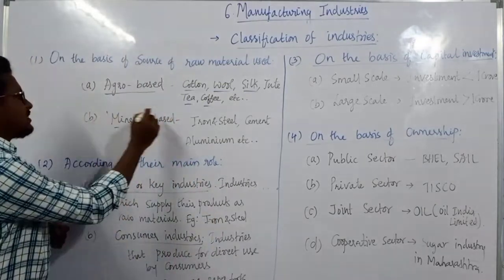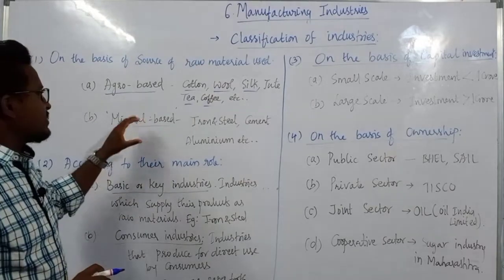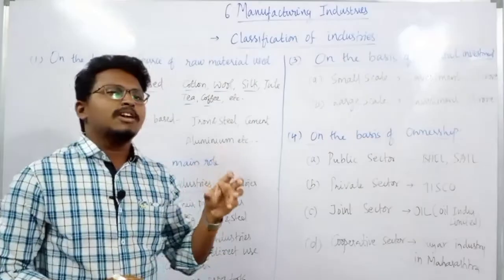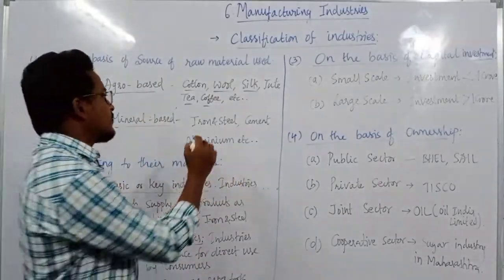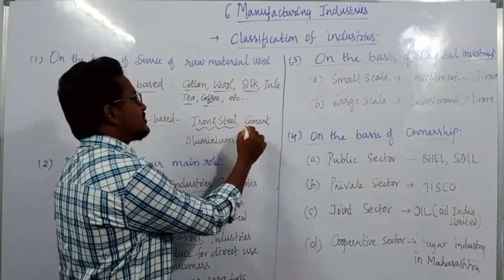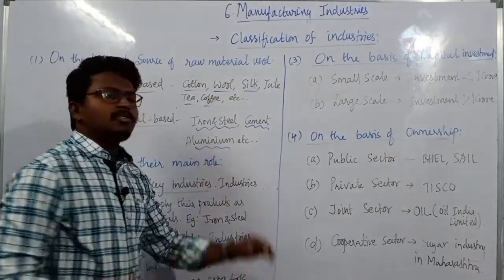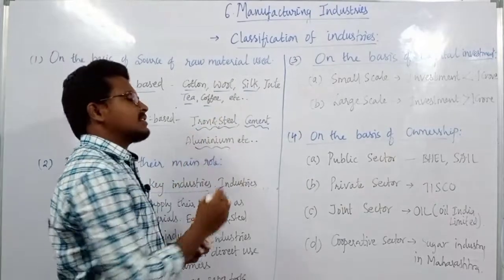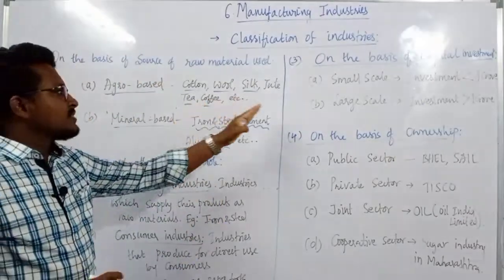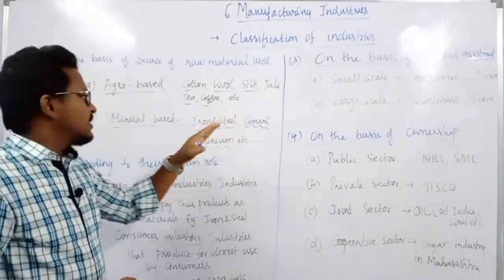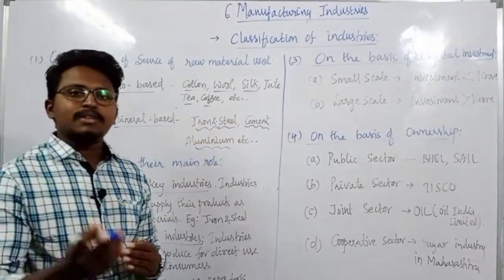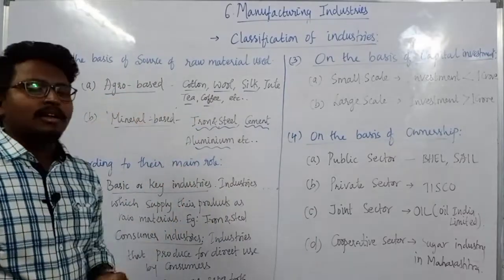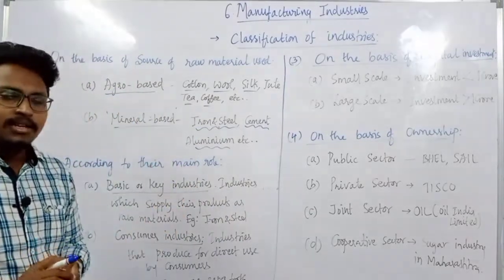Then the next one is mineral-based industries. Those industries which are dependent upon minerals, we call mineral-based industries. For example, iron and steel, cement industry, aluminum industry. All these industries are dependent upon minerals. Iron and steel are dependent upon iron ore, cement upon limestone, aluminum upon bauxite. Like this, those industries which are dependent upon a mineral, we call mineral-based industries.